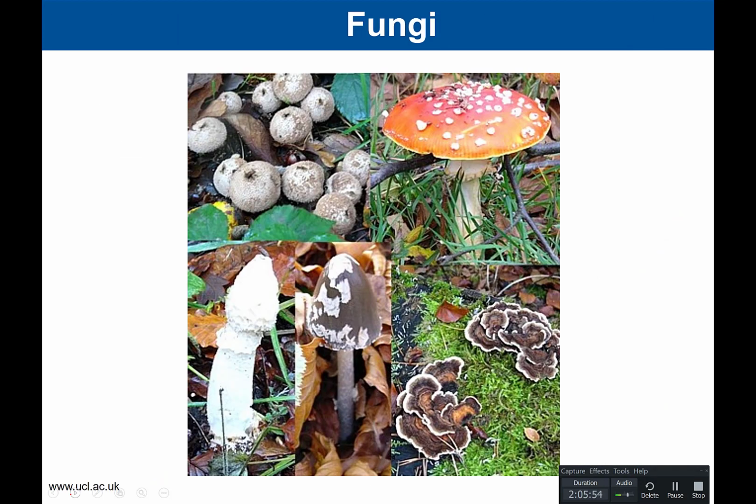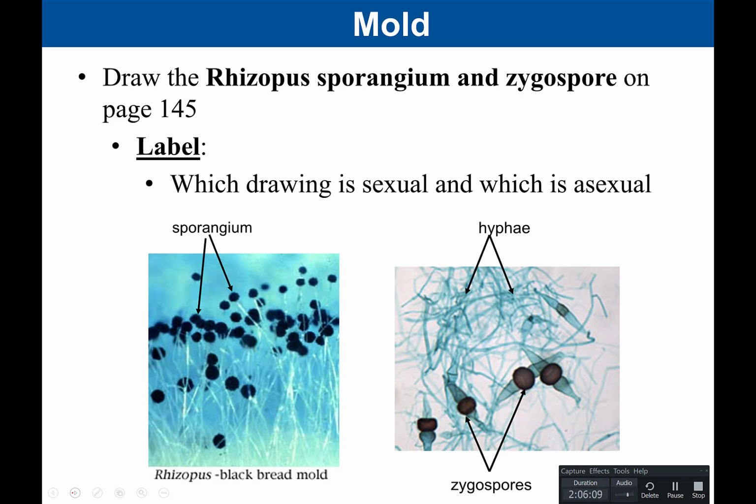And so the last part of this is not looking at plants anymore, but instead looking at fungi. And remember that our fungi are our molds, mushrooms, and yeast. And we're going to talk about how fungi reproduce. So the first thing that you're going to draw is rhizopus. And rhizopus is black bread mold. And so rhizopus can reproduce either sexually or asexually. If they reproduce asexually, they form a structure called the sporangium.